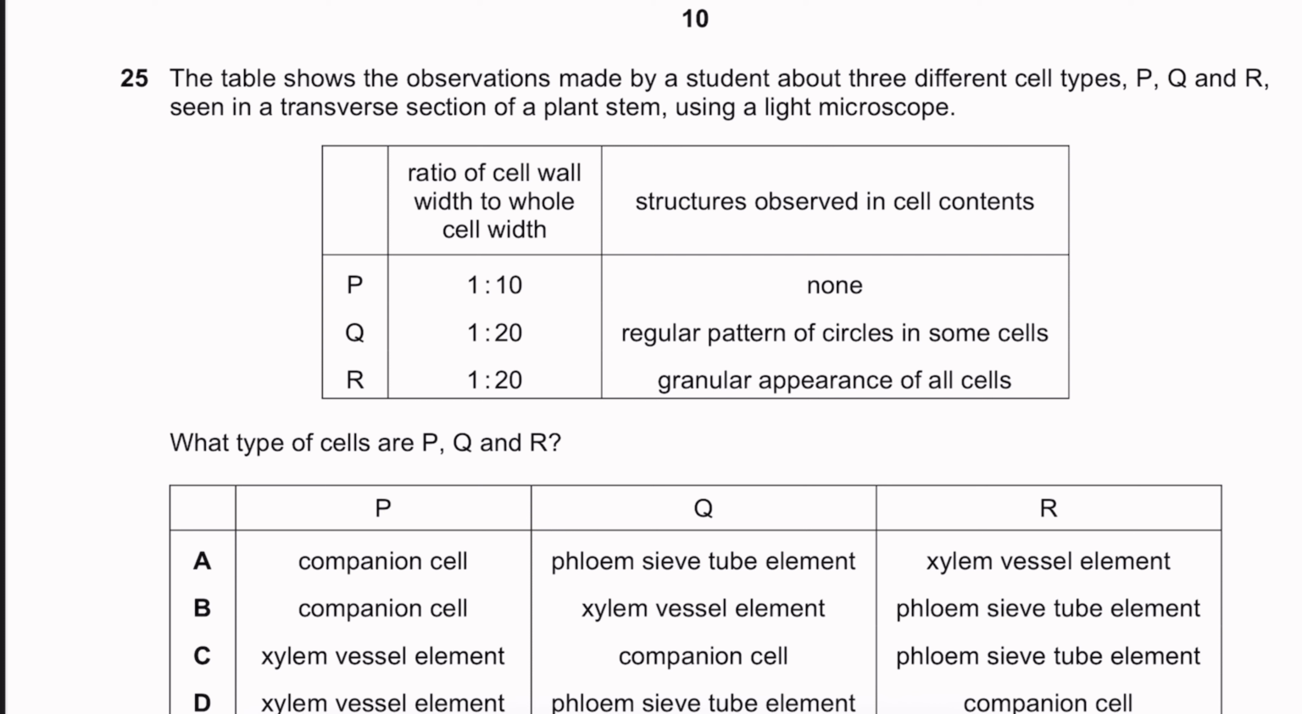P has nothing, so I'd assume it's a xylem vessel element because it's a hollow structure, right? Q, let's see, we have either companion cell or phloem sieve tube element, and considering we can see a regular pattern of circles, I would assume that's the phloem sieve tube element, because the granular appearance should be of a cell that has a lot of cytoplasm and a lot of organelles, like the companion cell. And that's letter D.